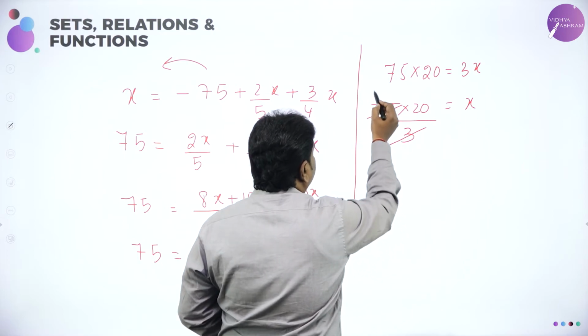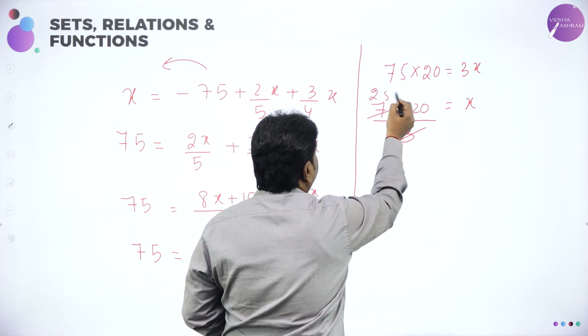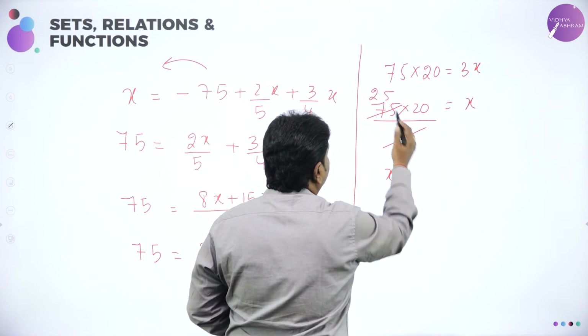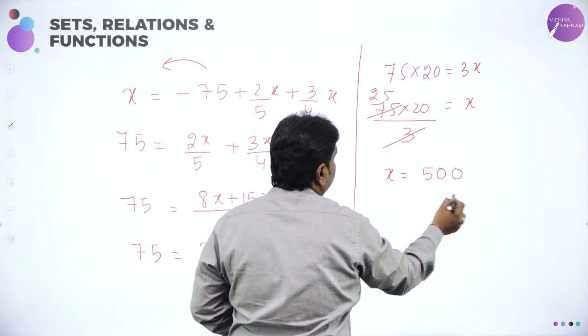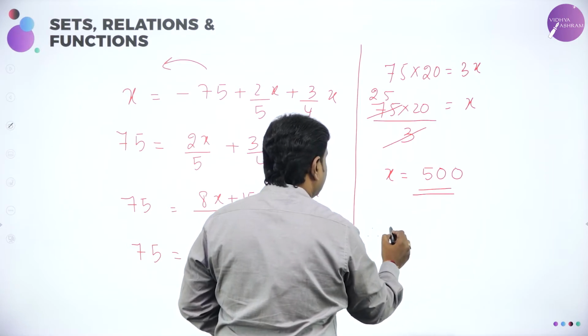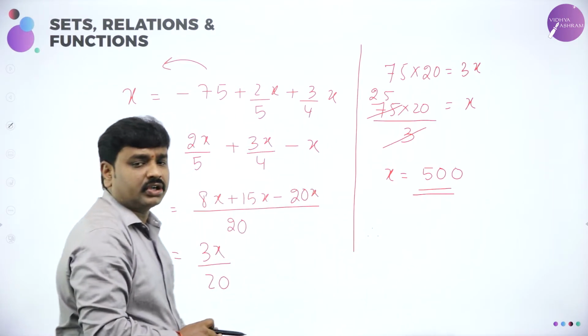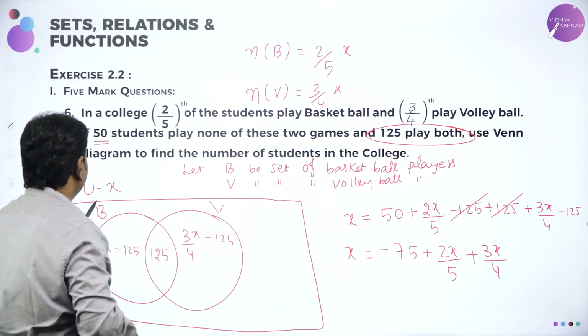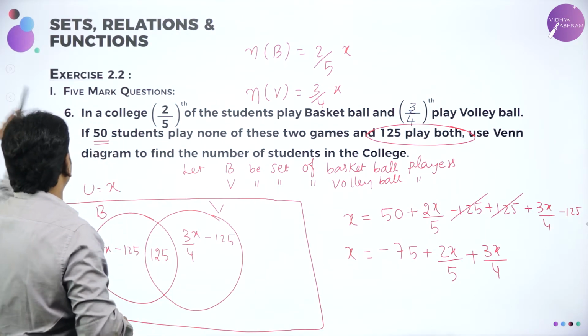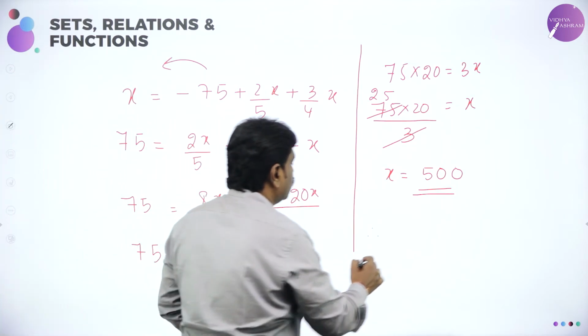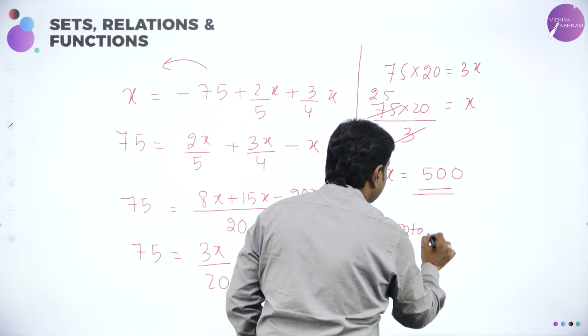3 ones are 3, 5s are. So x is equal to 25 into 2 into 10, 500. So therefore total strength is 500. X is the universal set. So that's what we assumed in the Venn diagram. U is equal to x. X be the total number of students. They want the total number of students.